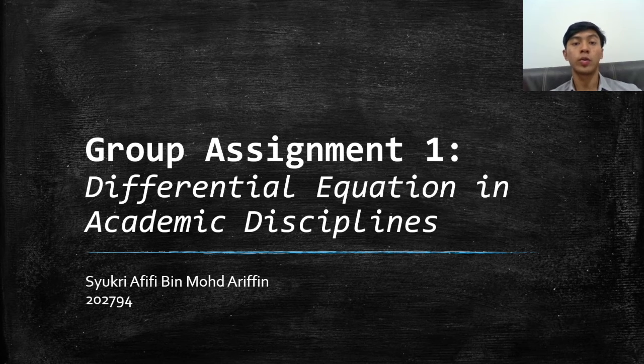Assalamualaikum warahmatullahi wabarakatuh, and hi everyone. Okay, today I will present and explain to all of you about my group assignment 1. I will list out and explain briefly my contribution and my part for this group assignment 1. Before we go further, I will introduce myself. I'm Shukri Afifi bin Muhammad Arifin. My matrix number is 202794. The topic for this group assignment 1 is differential equation in academic disciplines.